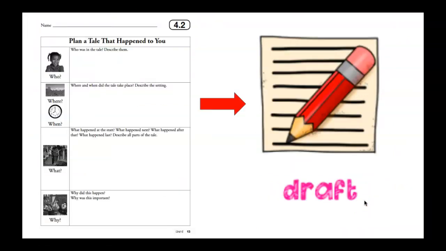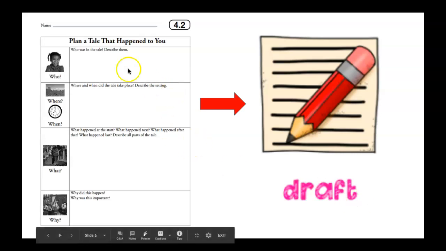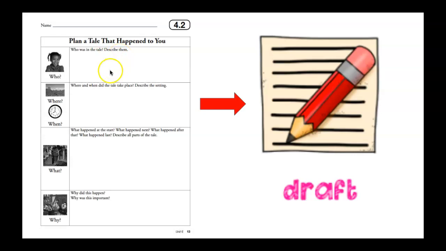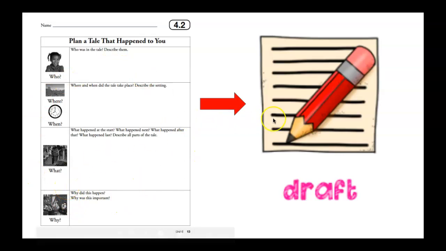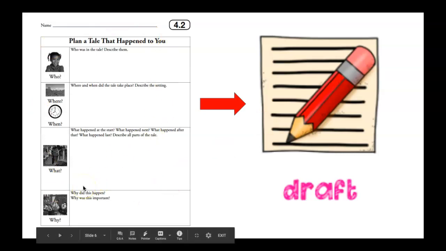So this week we have kind of mapped out or planned what we're going to be writing about. So this should look familiar, worksheet 4.2. You've already completed this by writing who you're going to write about, telling where and when it takes place, what happened during the event, and why it was important. So now that we have all of the parts of our story, now we're going to actually write our story, make these thoughts and ideas into complete sentences.